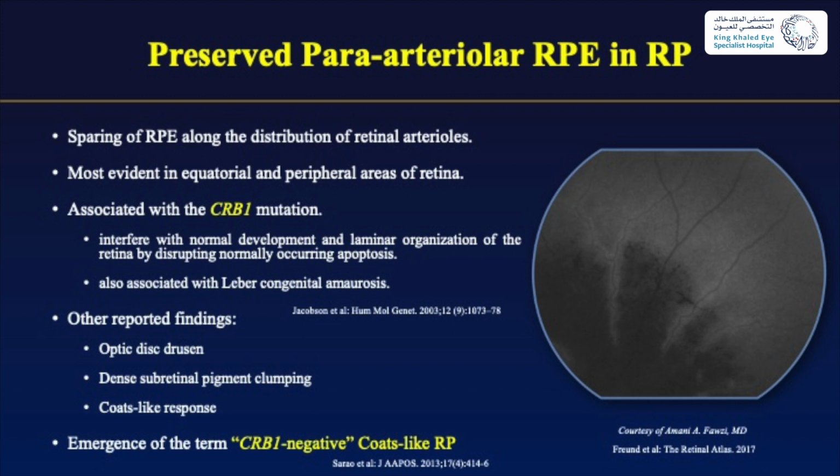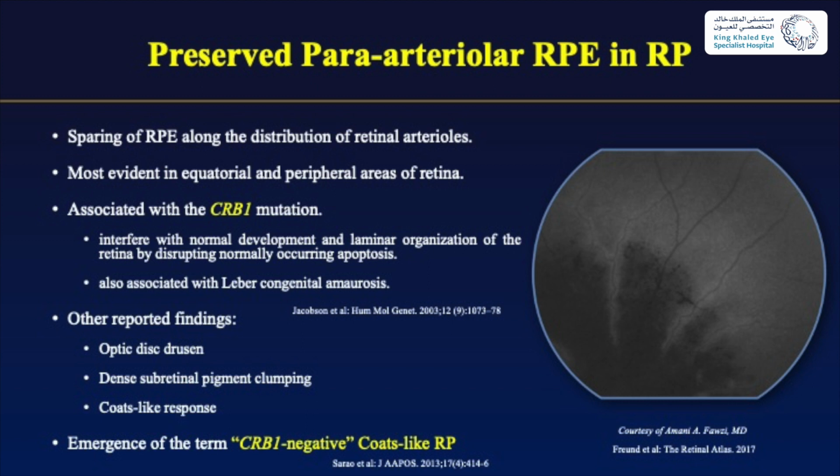There is a specific retinal dystrophy condition called preserved para-arteriolar RPE retinitis pigmentosa. As you can see here in the autofluorescence, preserved retinal pigment epithelium around the retinal arterioles. And this is usually associated with CRB1 mutations. CRB1 mutations are usually a common association with Coats-like response retinitis pigmentosa. In fact, some people in the literature think that CRB1 mutation is a risk factor for Coats-like response retinitis pigmentosa.